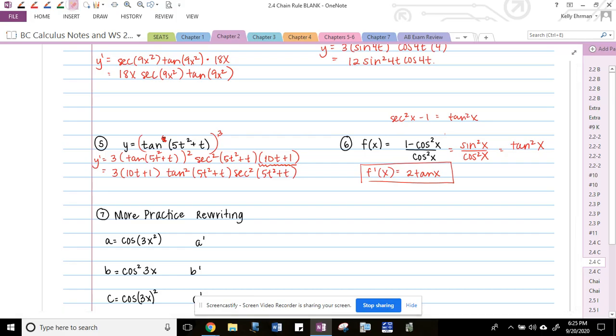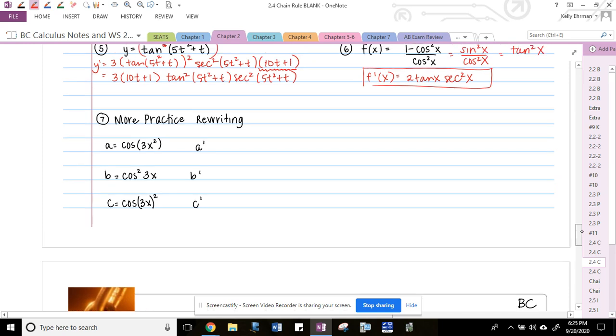Oh, sorry. I skipped a step. Chain rule does matter. 2 times tangent of x. I never took the derivative of tangent. Sorry about that. Secant squared x. Now it's the x that is technically the inner function, so I don't need to take the derivative of that. So that's 2 tangent x secant squared x.